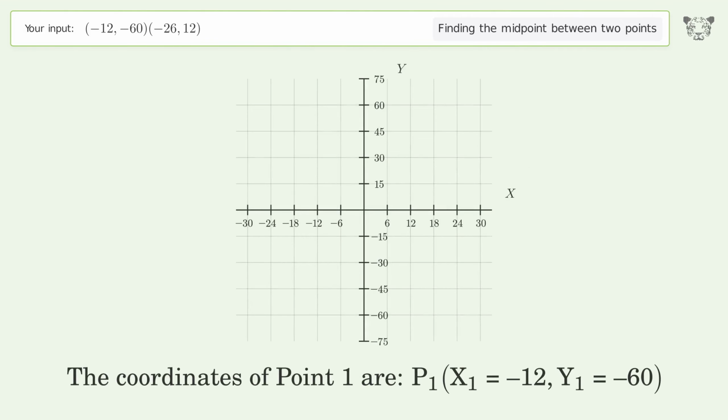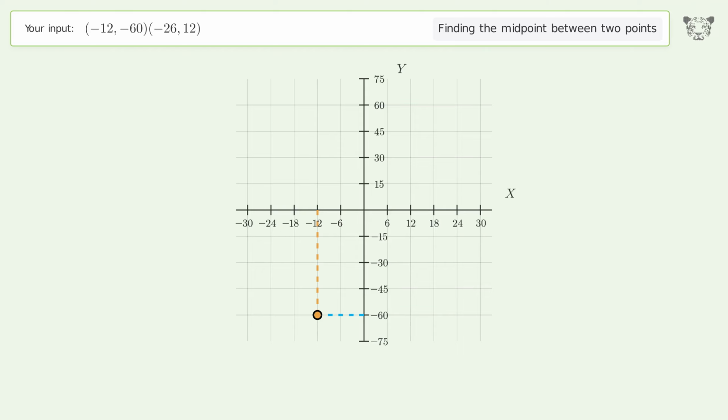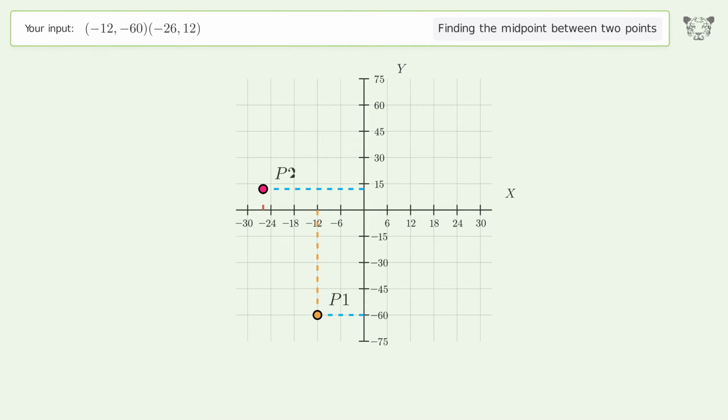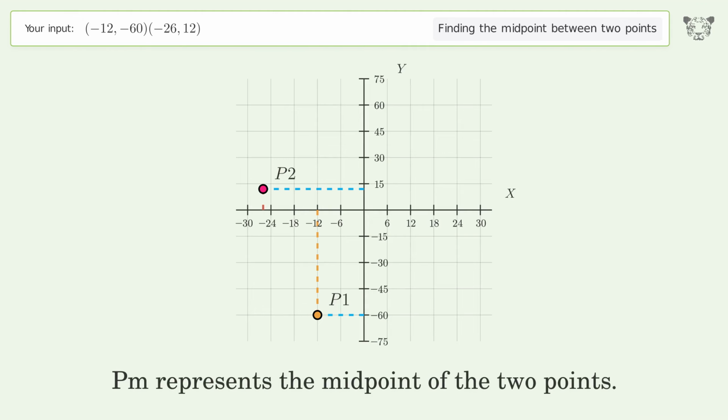The coordinates of point 1 are x1 equals -12, y1 equals -60. The coordinates of point 2 are x2 equals -26, y2 equals 12. PM represents the midpoint of the 2 points.